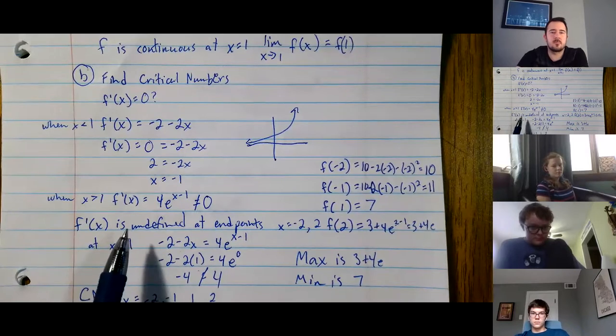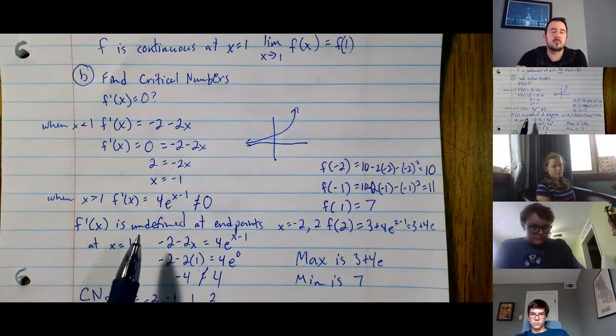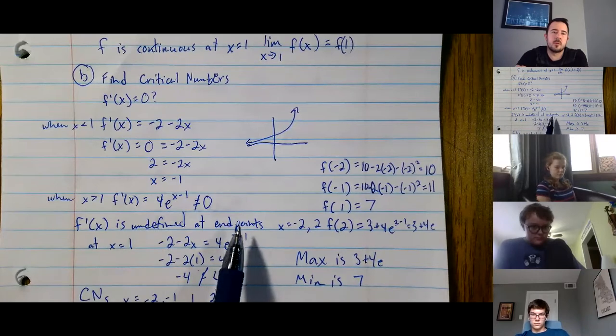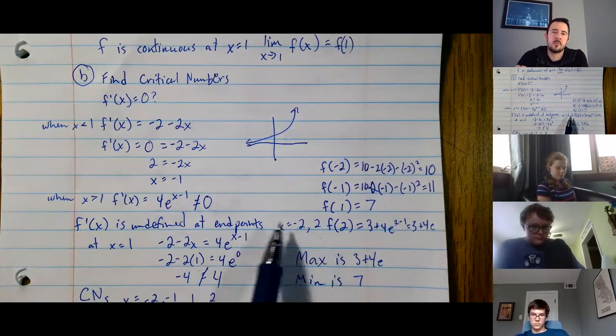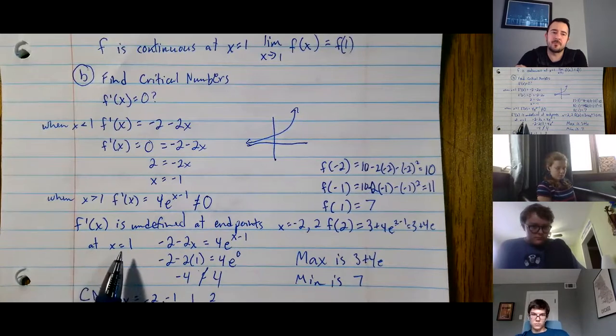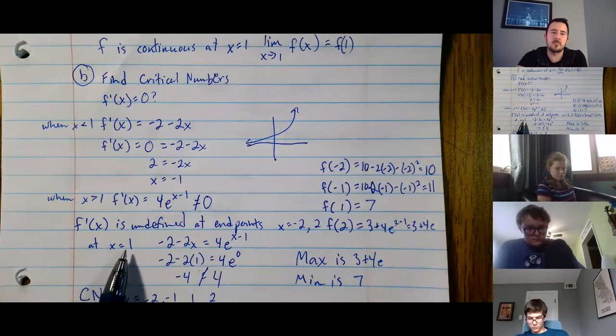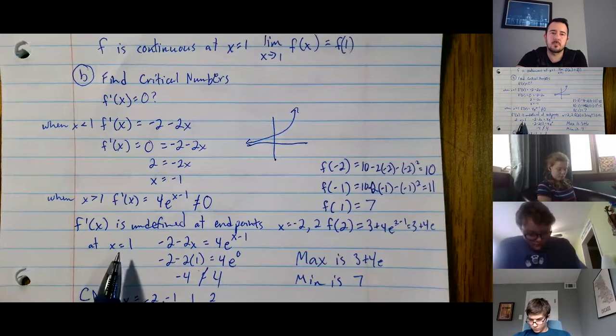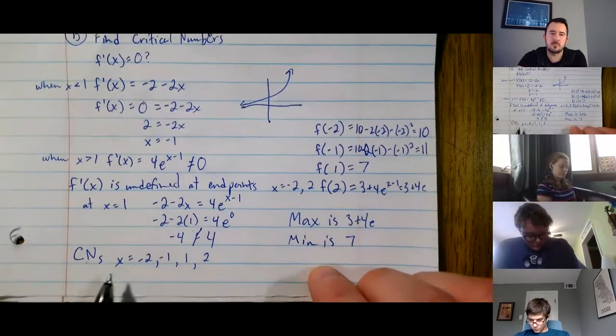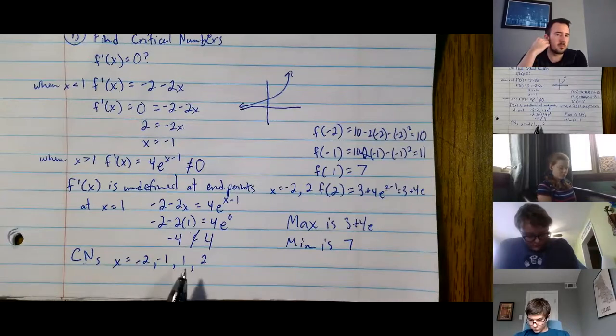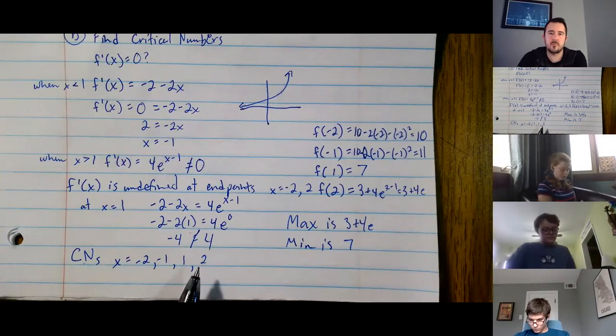But then we also have to understand when f prime is undefined. It's undefined at the endpoints, that would be -2 and 2, and it's also undefined at x equals 1 because the derivative on the left and the derivative on the right are not equal. The derivative on the left of 1 is -4 and the derivative on the right is +4. Therefore, f would not be differentiable at x equals 1. And so we have 4 critical numbers: -2, -1, 1, and 2. A lot of times people forget about endpoints, which is problematic.